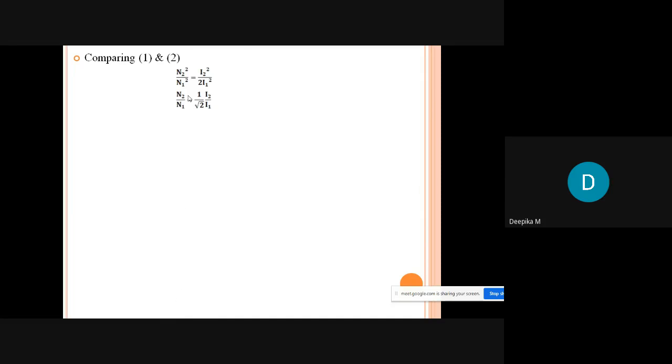So next, let us take the square root on both sides. If we do the square root on both sides, then the square terms will get cancelled. Then we will get N2 by N1 equal to 1 by root 2 into I2 by I1.